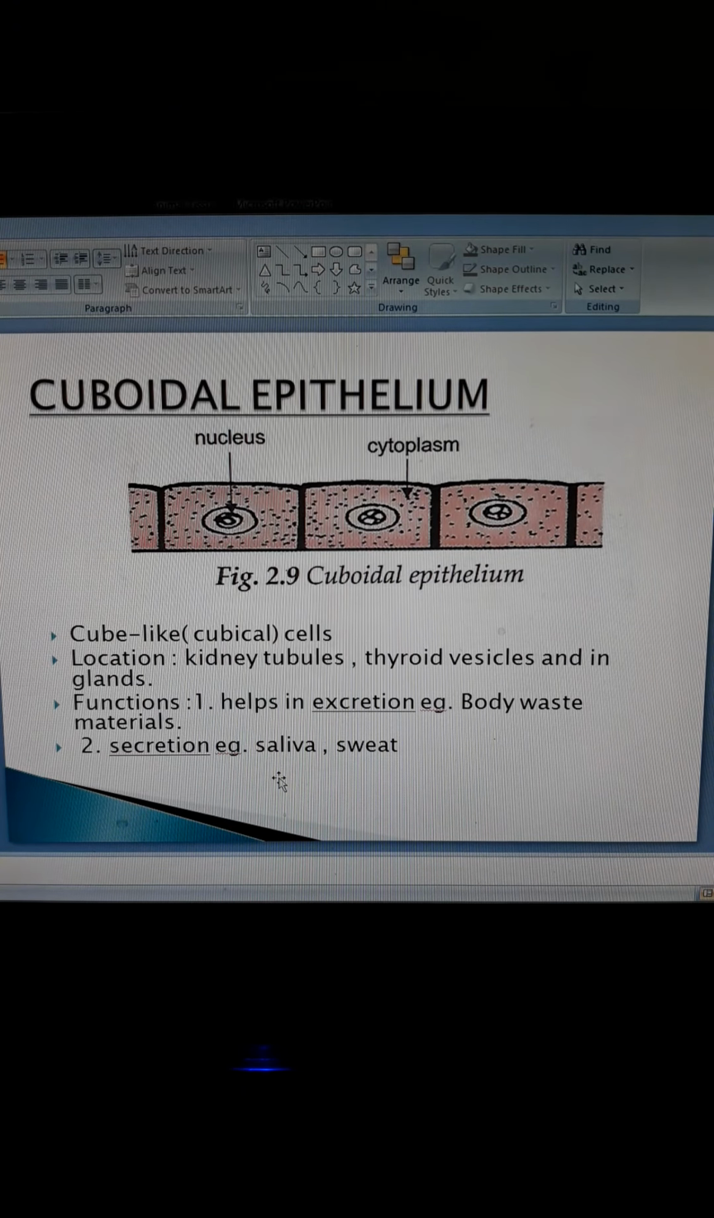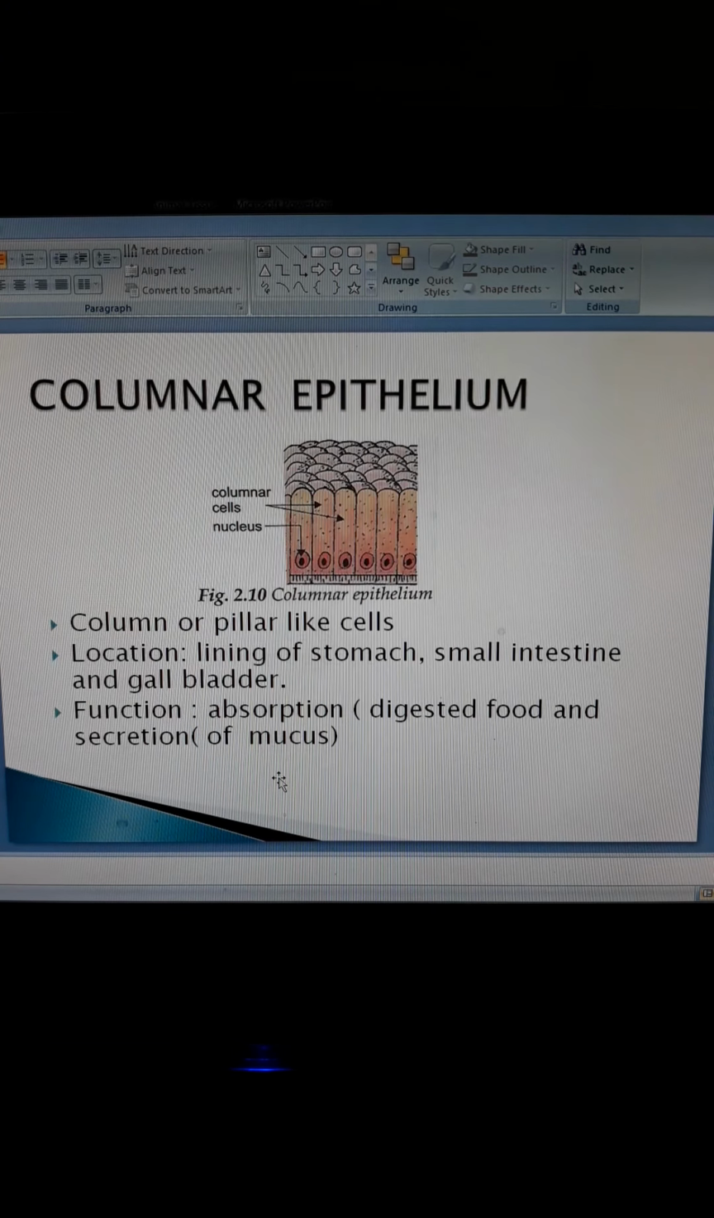Cuboidal epithelium cells are cube-like or cubical shaped cells. They are mostly found in the kidney tubules, thyroid vessels and in other glands like salivary or sweat glands. Their main function is to help in excretion. Excretion examples are all types of body waste materials in the form of urine, in the form of excreta, etc. Then secretion in the form of saliva or sweat from the body.